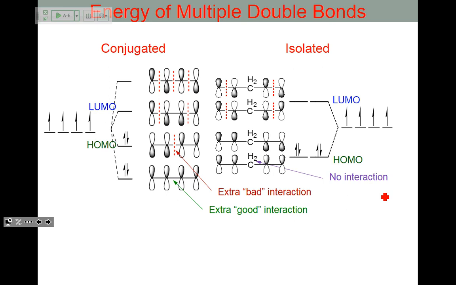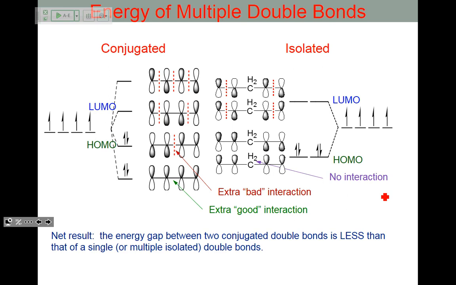And notice these two are at the same energy. The reason why is they have the same amount of good and bad interactions. This has two good interactions, this has two good interactions, so the same level. This is completely anti-bonding, so at the same level. That's why we have degeneracy. We'll never have degeneracy in our conjugated systems. So the result is our energy gap between our HOMO and LUMO is smaller for our conjugated system, and it's bigger for this system. That means electrons have more place to move around in our conjugated system, so it makes them more stable.